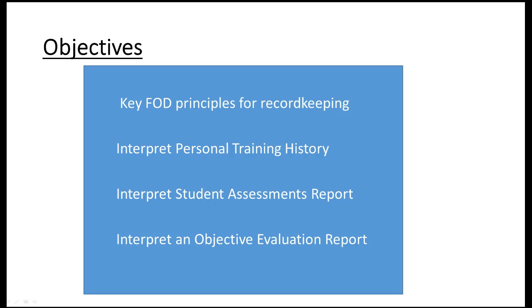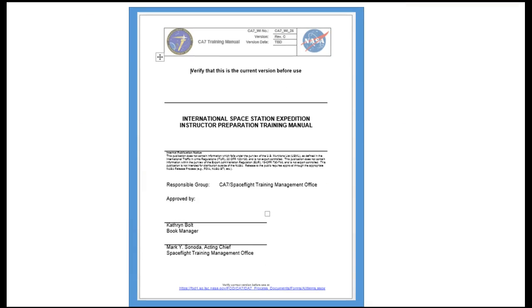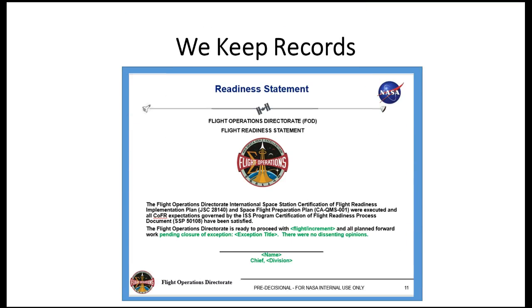First, though, we would like you to briefly recall the content within the Expedition Instructor Preparation Training Manual with regard to record-keeping practices. You should have reviewed this document upon becoming an expedition instructor. In sum, there are 4 main points that you should understand. 1. Within FOD, it is standard practice to keep records of ISS crew performance. This paper trail is used both to justify sign-off of the Certificate of Flight Readiness and also to support later audits if questions of crew performance on orbit come into play.